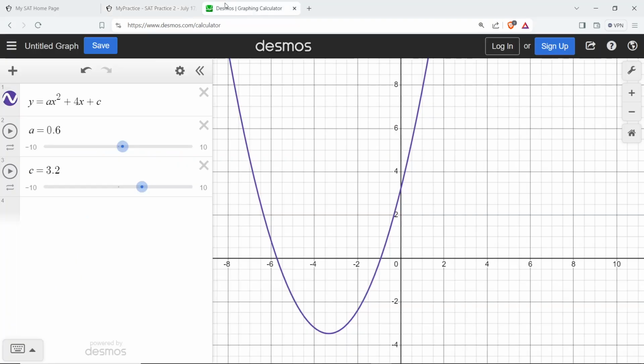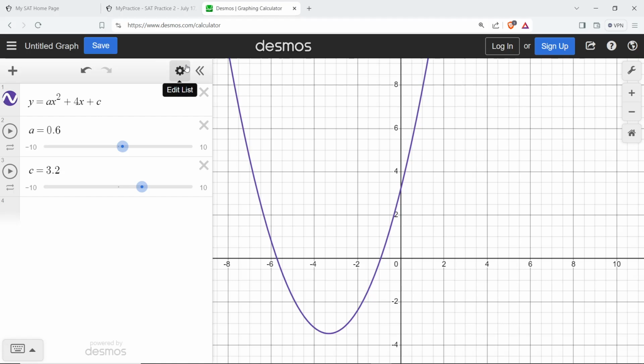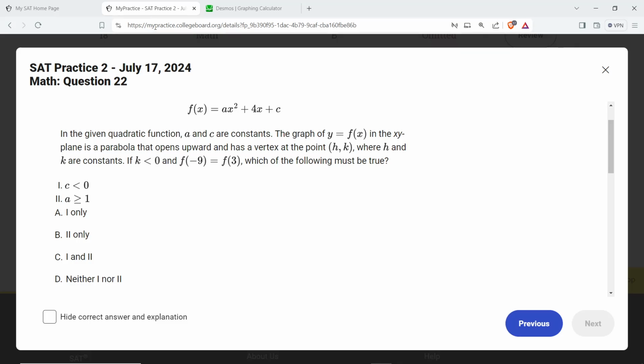less than 0, not true. A is greater than or equal to 1, not true. That's why I started checking decimal numbers, because here a is not greater than or equal to 1. Am I going to get it exactly where it needs to be to make f of 3 equal f of negative 9? I don't think so. But I think this is enough for me to get that the answer is D, neither 1 nor 2.